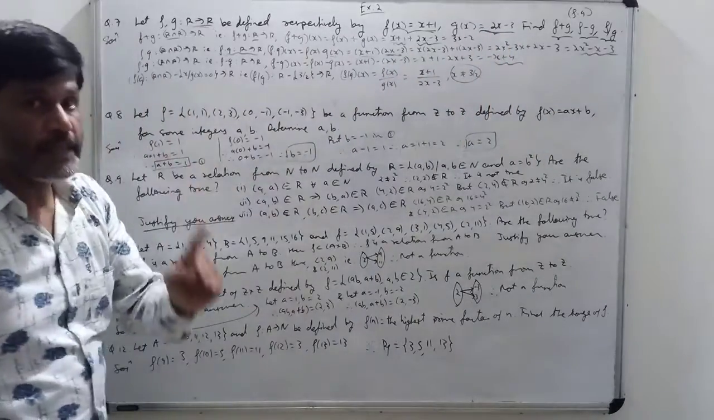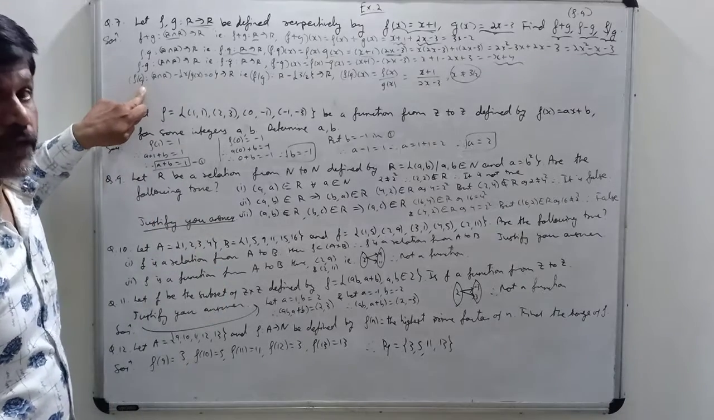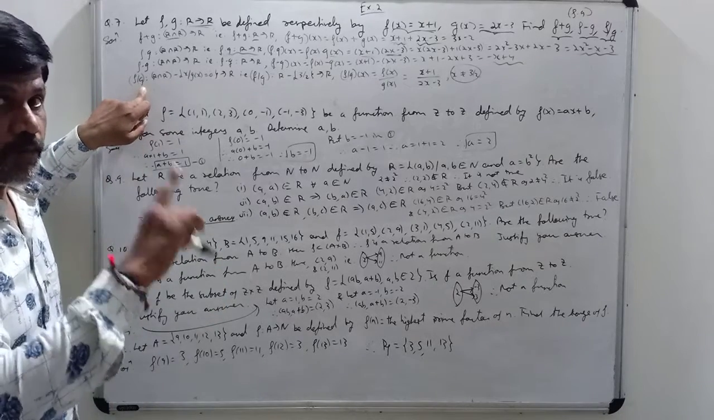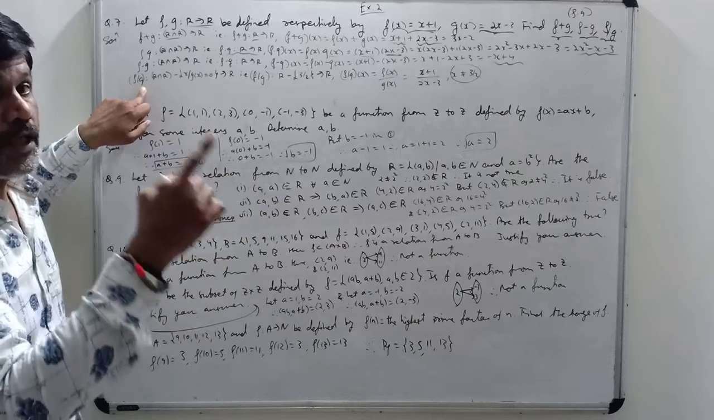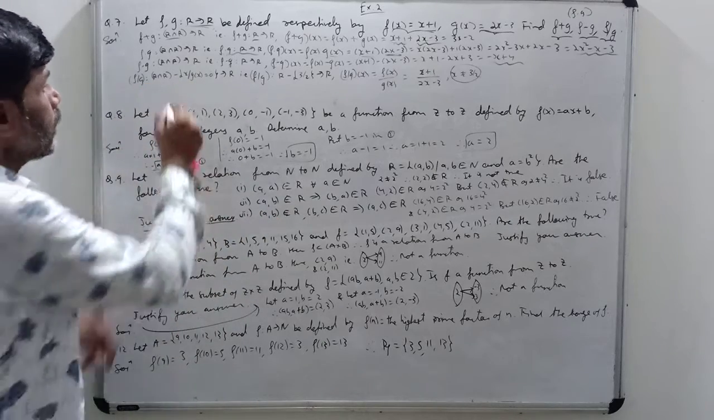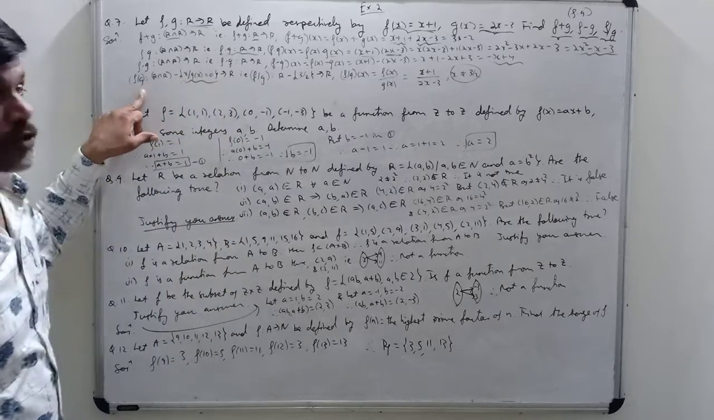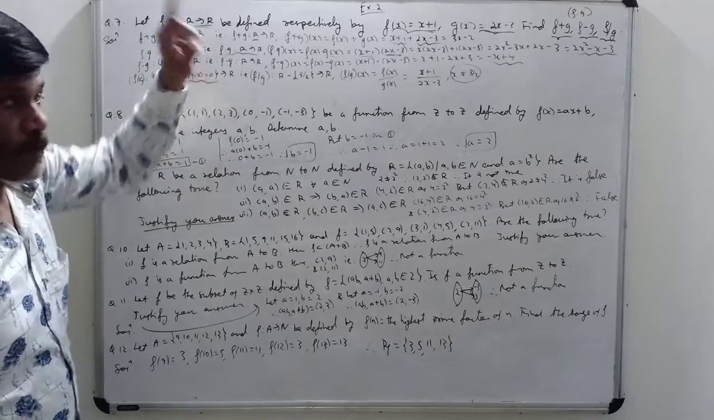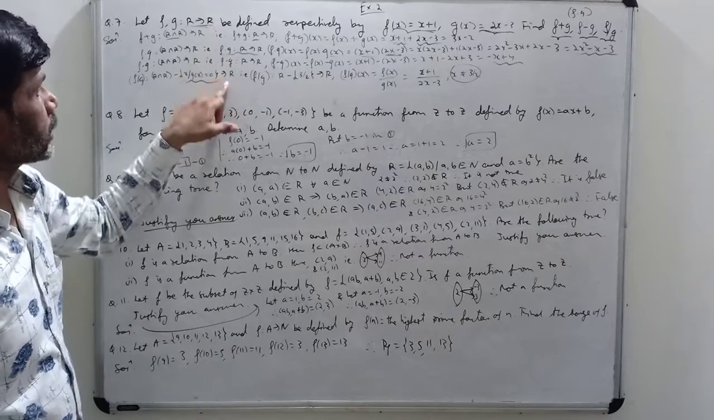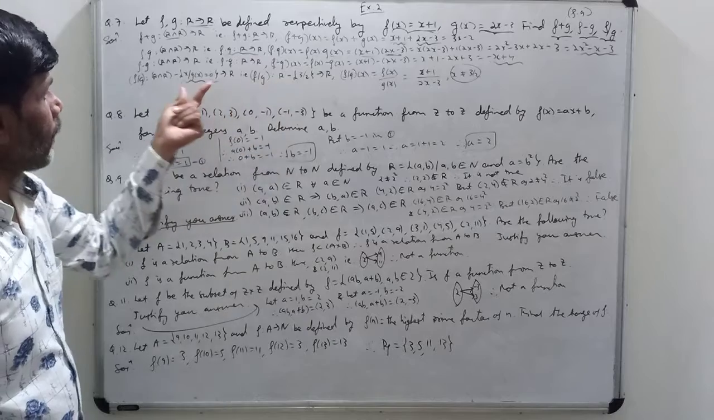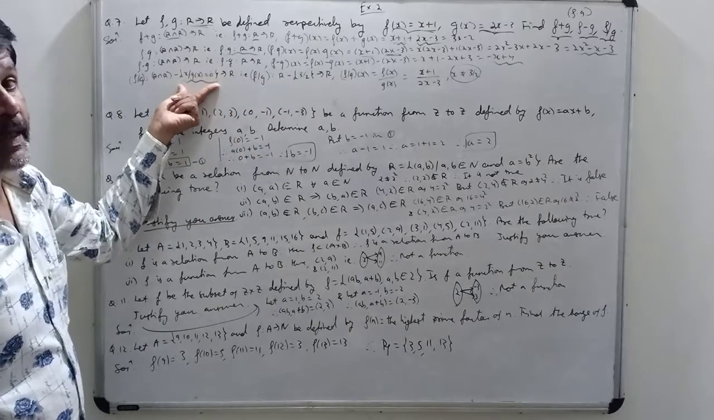Okay, now f by g, that is very important. f by g is a function defined from the domain of f intersection domain of g, minus those elements which are making g(x) 0. Why? Because the denominator should not be 0. The common codomain is R. So R intersection R is R, minus what is making g(x) 0.